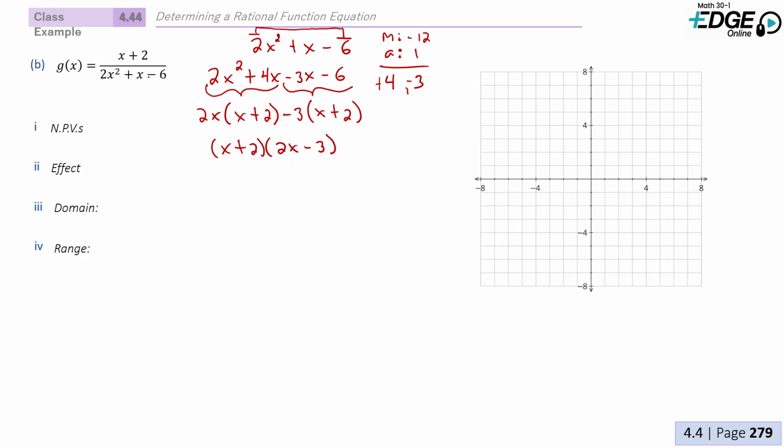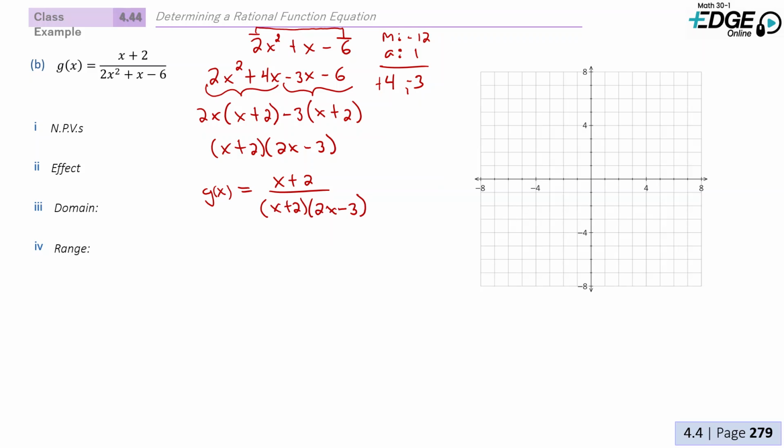Okay, so that was factoring the bottom, and now let's just write it all again. So now we have g of x is equal to x plus 2 over x plus 2 times 2x minus 3.